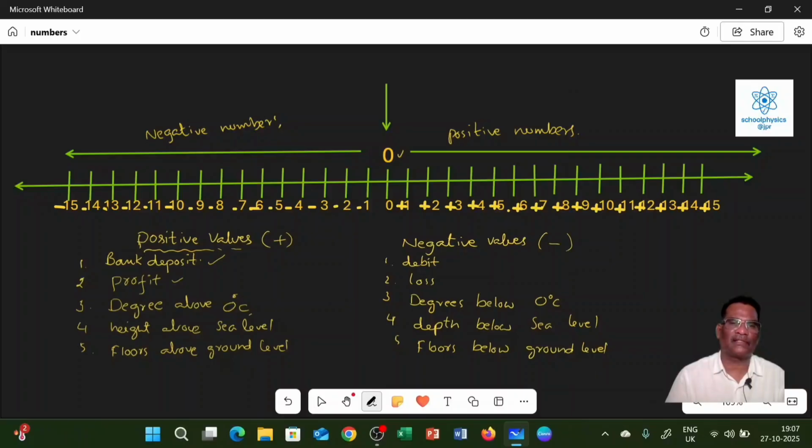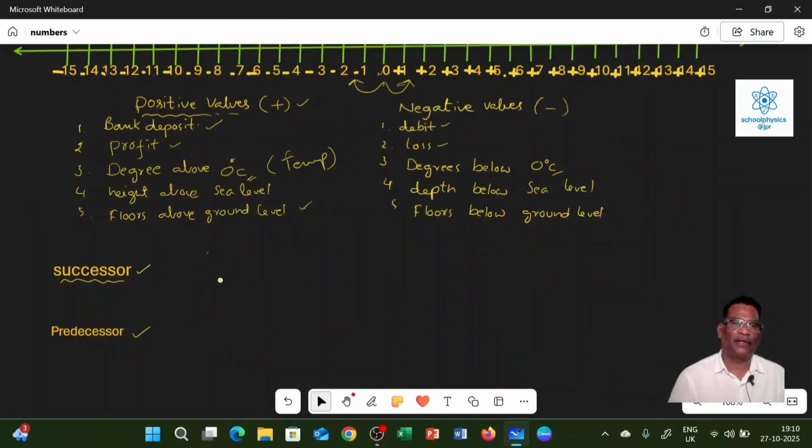Positive and negative numbers are used to represent opposite quantities. Bank deposits and profits, degrees above 0 degrees Celsius temperature, height above sea level, and floors above ground level are all treated as positive values. In the same way, debits, losses, degrees below 0 degrees Celsius, depth below sea level, and the floors below ground level are all treated as negative values.